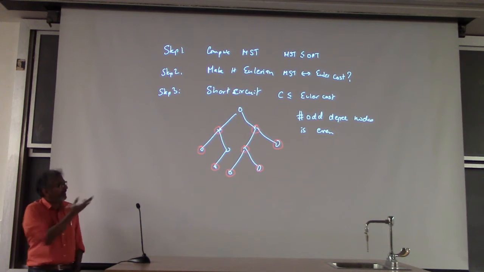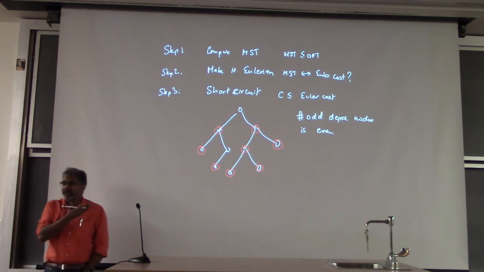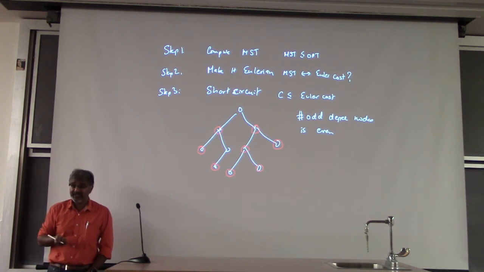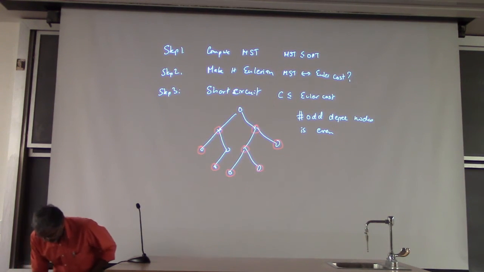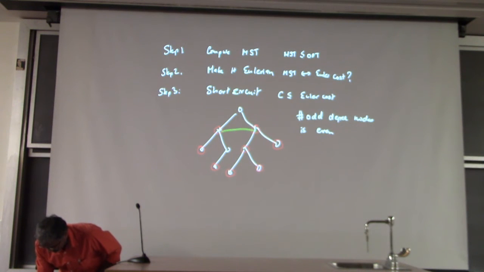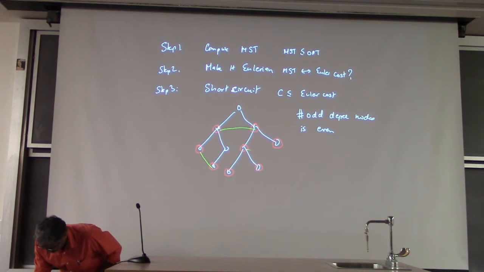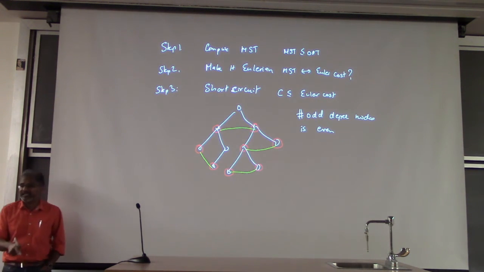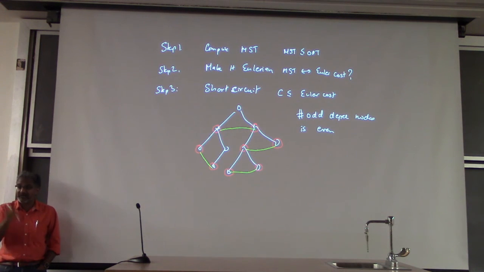To fix that, somehow we need to make all these odd degree nodes even degree. Thankfully, there are an even number of them, which means you could pair them up in some way. For example, you could pair up these two, pair up these two, pair up these two, and pair up these two. Now if you count, every vertex has even degree. And this graph admits an Eulerian tour. We would be able to complete step 2.